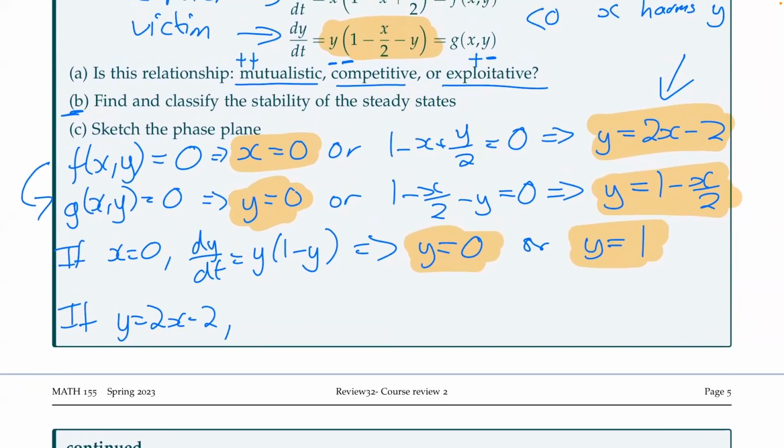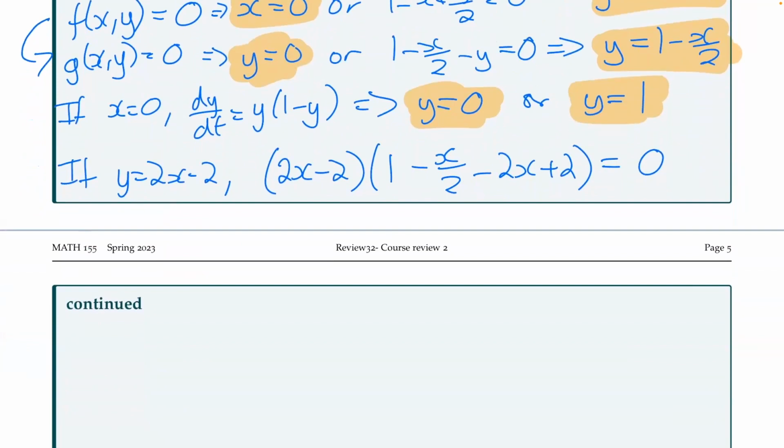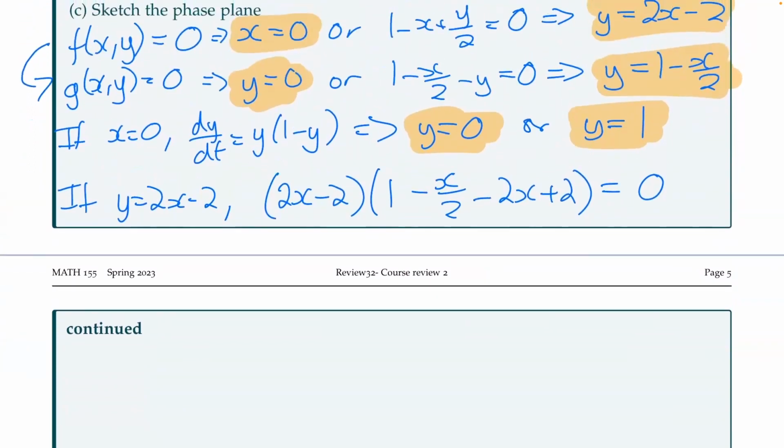So we're going to have y, which is 2x minus 2. You have 1 minus x over 2 minus y, so we're going to have a minus 2x plus 2. That must equal 0. That is just this equation here being set to 0. Okay, so you can go ahead and solve this. You'll end up with a quadratic here.